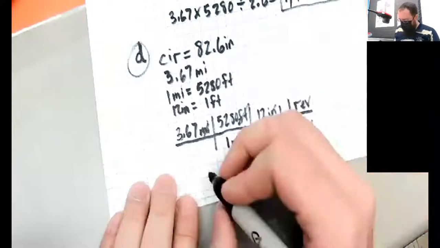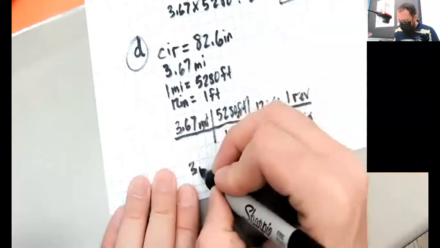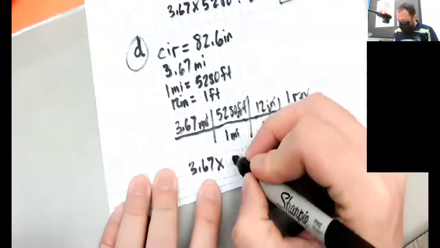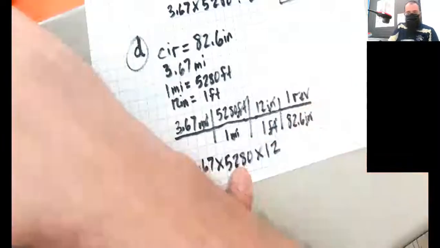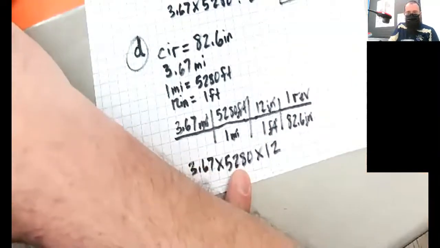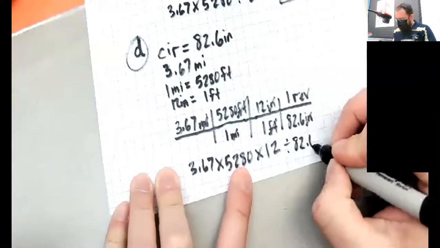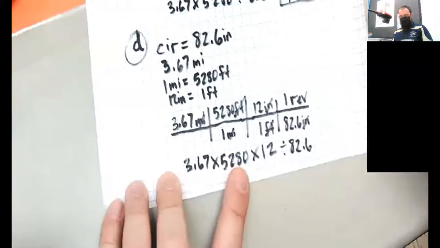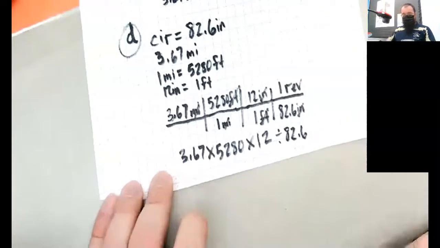What does this look like? If I were to work it out without my table, you would do this times this, times this, and then divide by 82.6. Those would be the steps that I would take. Multiply, multiply, divide.